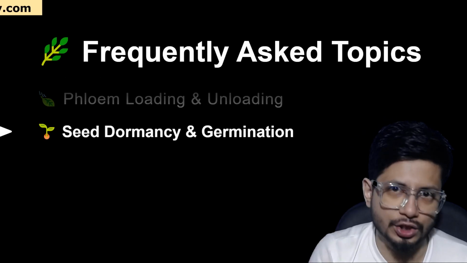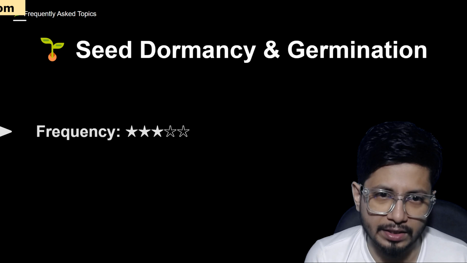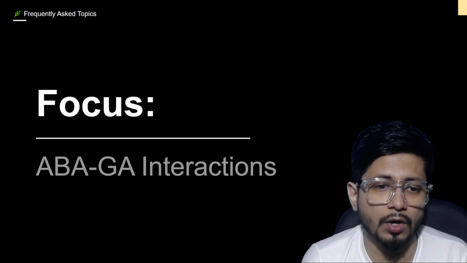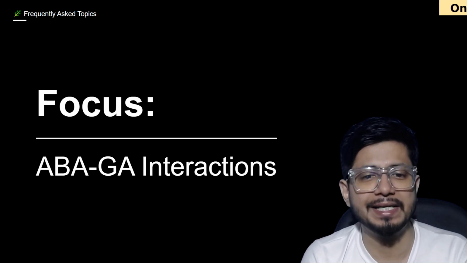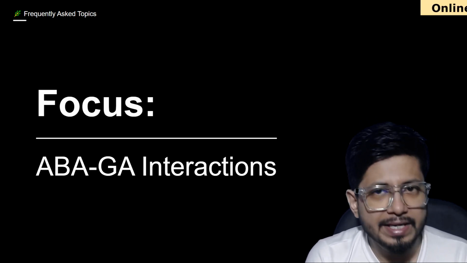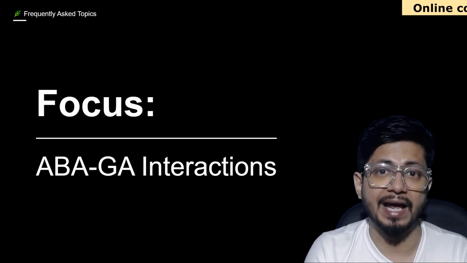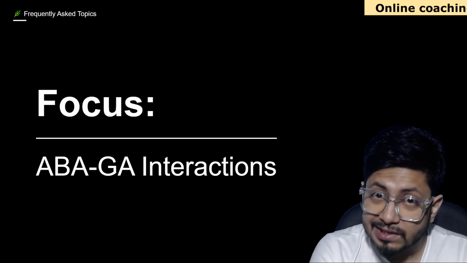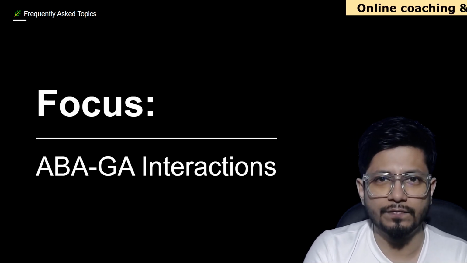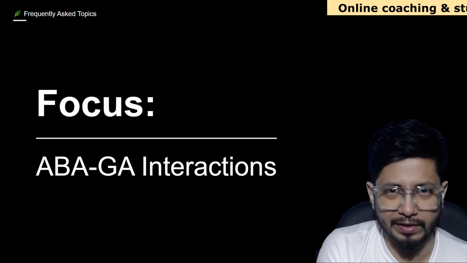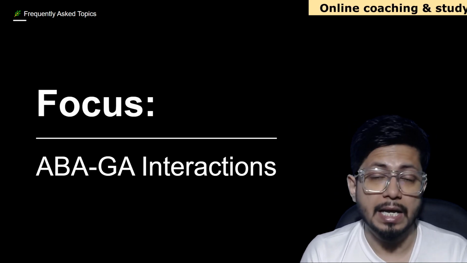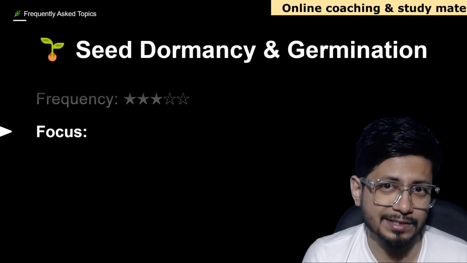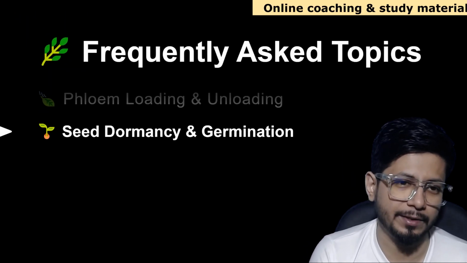Seed dormancy and germination is also very important. The frequency is 3 star out of 5, and it focuses on the abscisic acid and gibberellic acid mediated pathway in terms of seed dormancy and seed germination. How exactly gibberellic acid and abscisic acid interplay in seed germination, how they prevent dormancy, cause germination, and sometimes cause dormancy and prevent germination. That ratio of gibberellic acid to abscisic acid is very important.